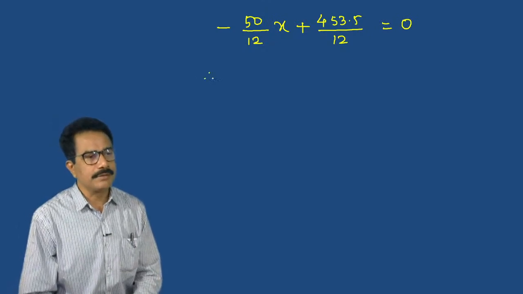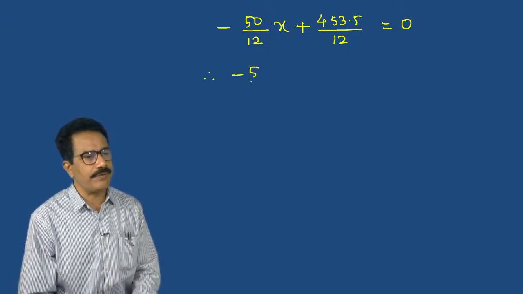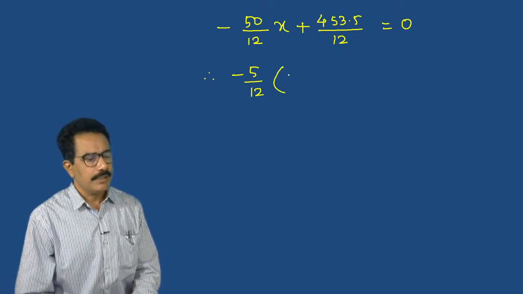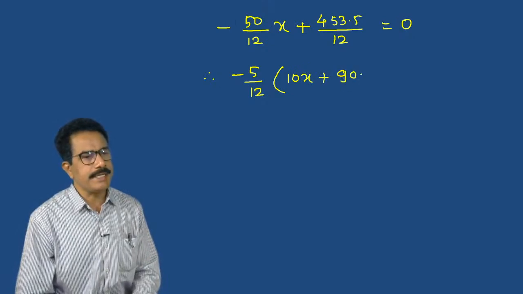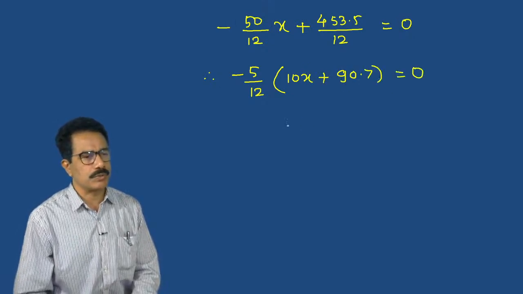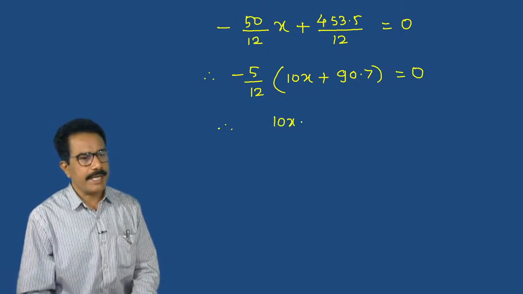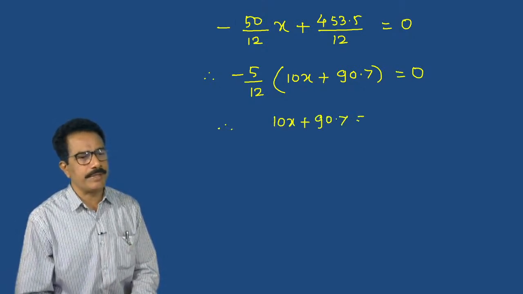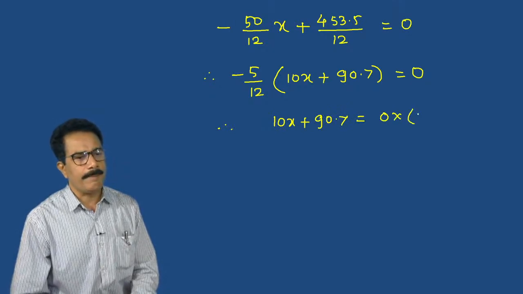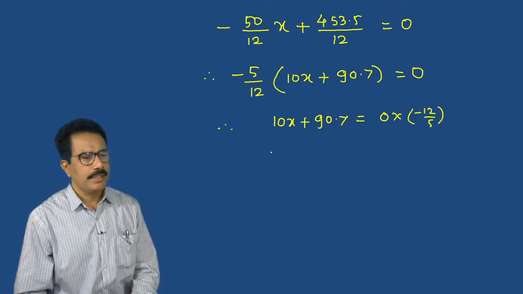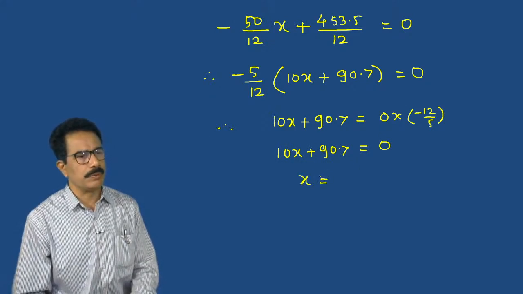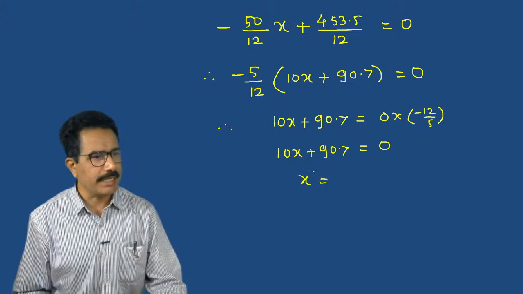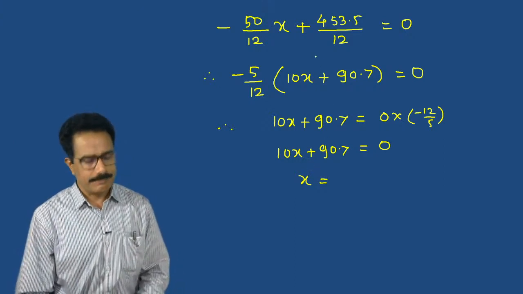Now we can take a common. The common is minus 5 divided by 12. So there will be 10x plus, what we calculated just now, 90.7, which is equal to 0. Now see this, 10x plus 90.7 is equal to 0 into minus 12 by 5. So 10x plus 90.7 is equal to 0. So x is equal to minus... did you get it? Okay.